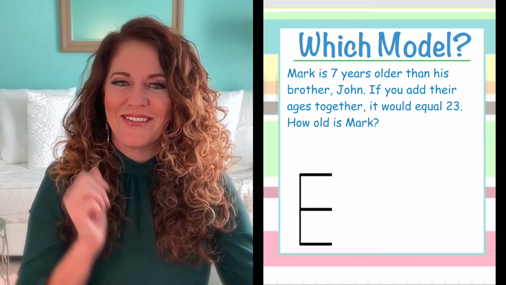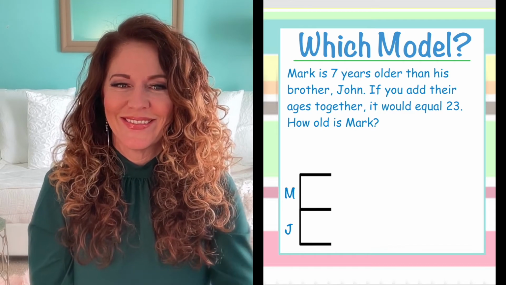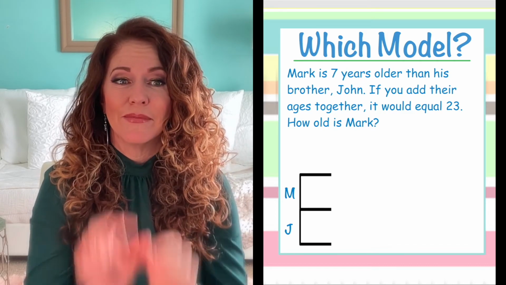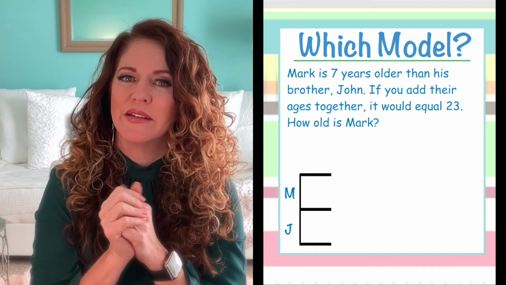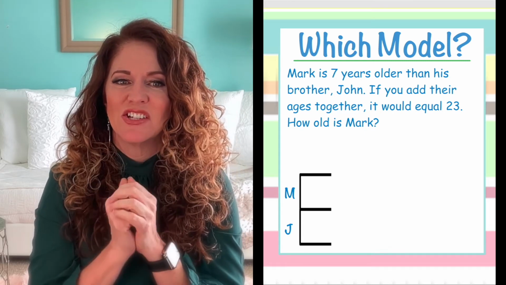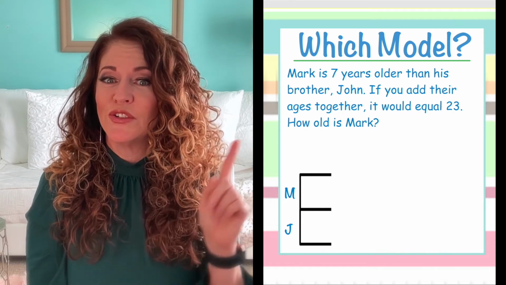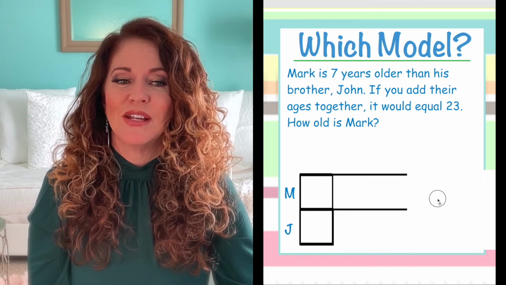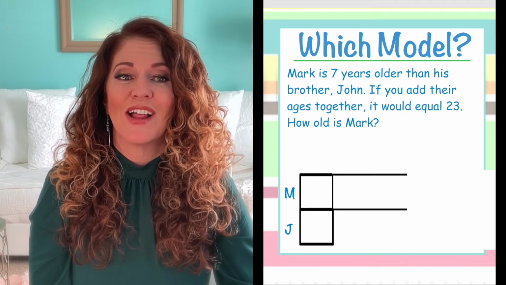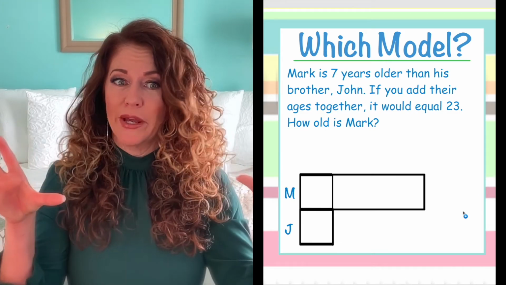Okay, let's see how we did. Let's compare yours to mine. So I've got Mark on top, a top box there, because I read about Mark first. So I'm going to plot his information first. And then I've got John in that bottom box. Now I see that Mark is 7 years older than John, which lets me know right away that I'm going to need to give Mark that longer box. Mark's going to need a bigger box.